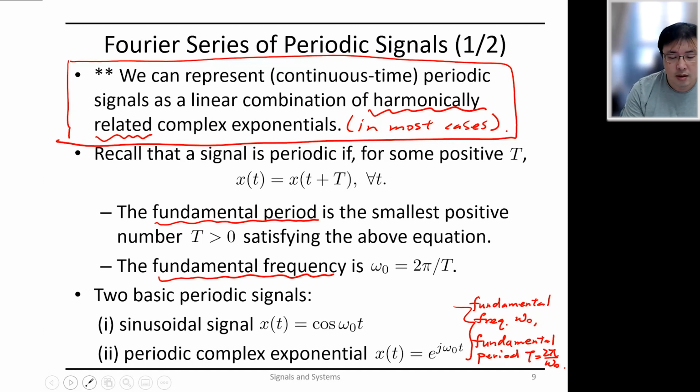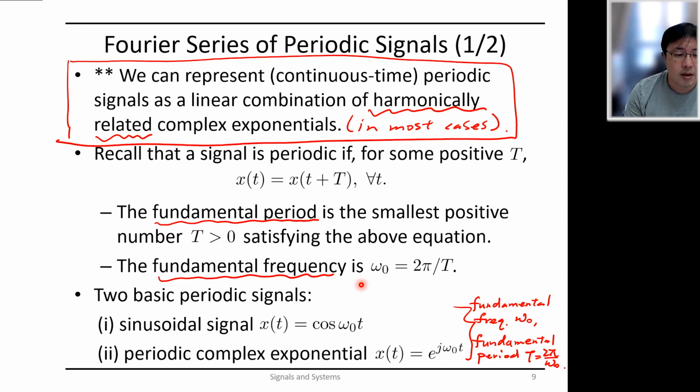So suppose we start out by looking at a signal that is periodic with period capital T, meaning that x of t is equal to x of t plus capital T for all t. Here, the fundamental period is the smallest capital T such that this equation holds, and then 2 pi over this fundamental period gives you the fundamental frequency. Let's call it omega naught.